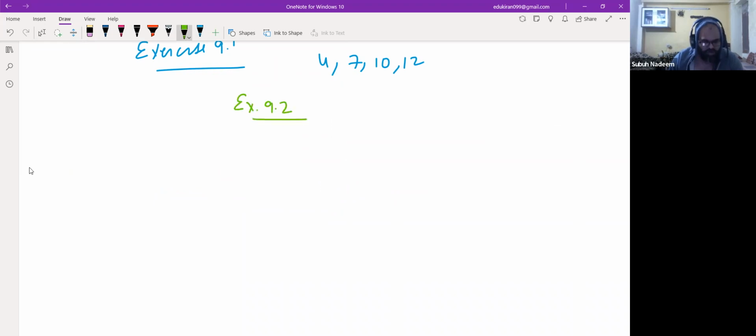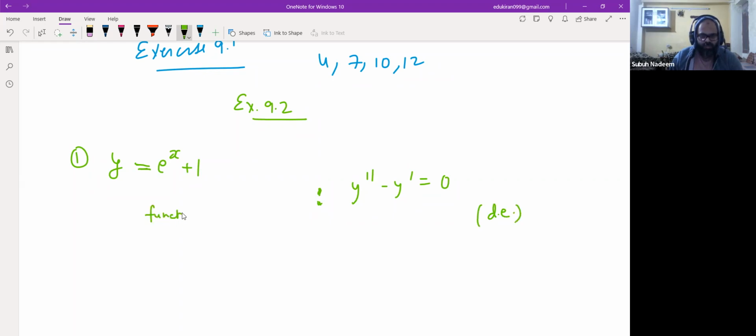For example, exercise 9.2, question number 1: y is equal to e to the power x plus 1, and y double dash minus y dash equal to 0. Verify that the given function is a solution of the corresponding differential equation. So this is the differential equation and this is the function. We call it a solution of the differential equation. How will we check it?